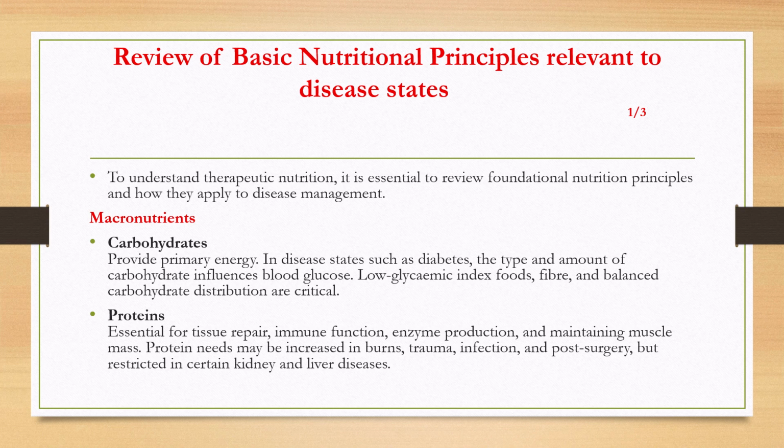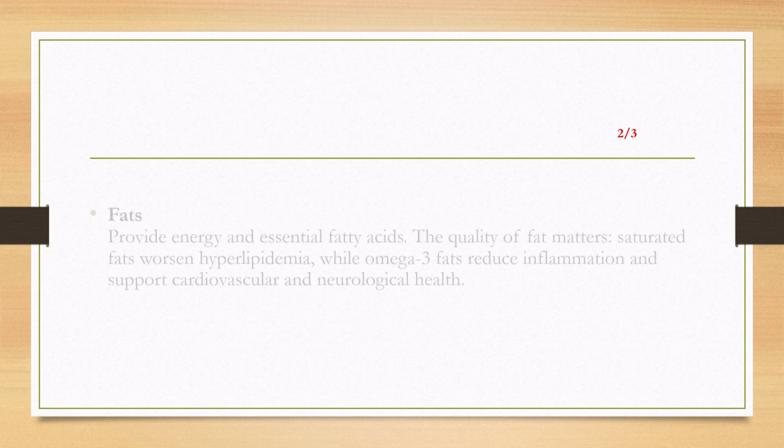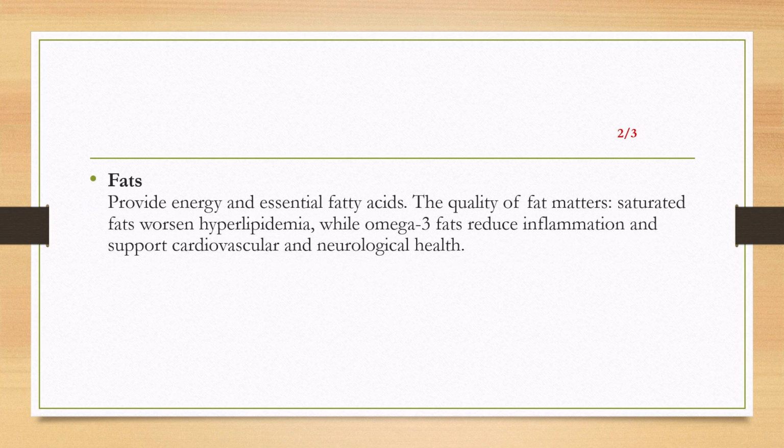For protein, protein is essential for repair of worn-out tissues, for immune function, for enzyme production, and also for maintaining muscle mass. Protein needs may be increased during periods of trauma, infection, and post-surgery, and it can also be restricted in certain kidney and liver diseases. Fat can provide energy and essential fatty acids. However, the quality of fat really matters. Saturated fat worsens hyperlipidemia, while omega-3 fats reduce inflammation and support cardiovascular and neurological health.